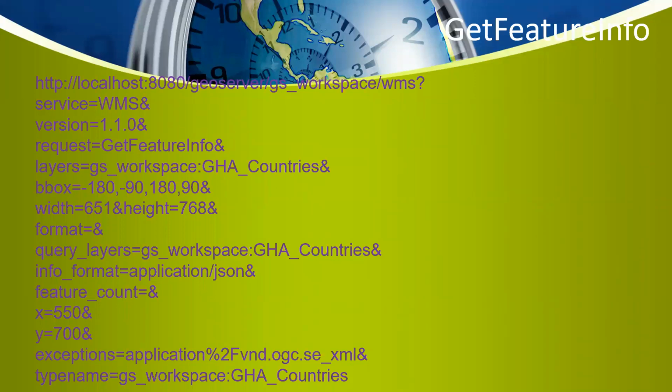Then we have the query layers. So the query layers, which layer are we querying? We are querying the same layer as the one that we have placed above there. And then how do we want to output our information? We want to output our information in JSON, JavaScript Object Notation. I think we looked at this when we were looking at vector data, or the vector model.